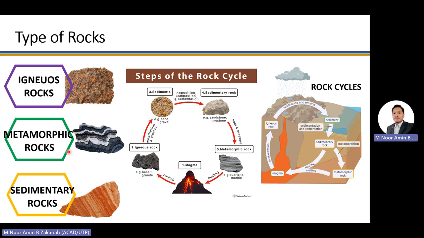So metamorphic rock can have a wide variety of textures and compositions depending on the conditions under which they were formed. So this is the rock cycle. It's a model that describes the way rock is formed, changed, and destroyed on the Earth. It's just like the hydrology cycle, or what we call the water cycle.